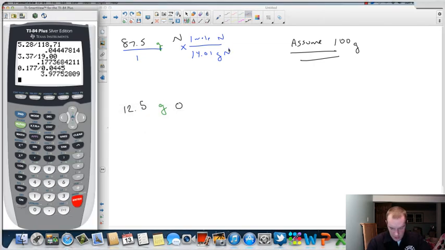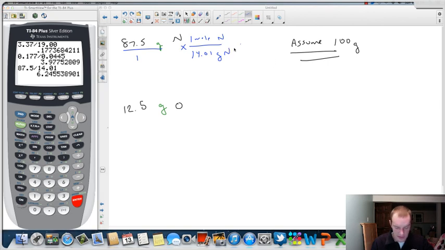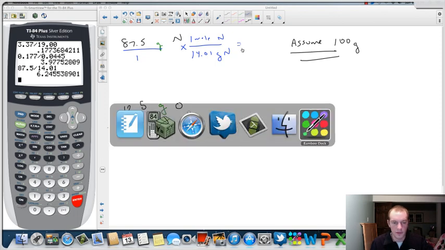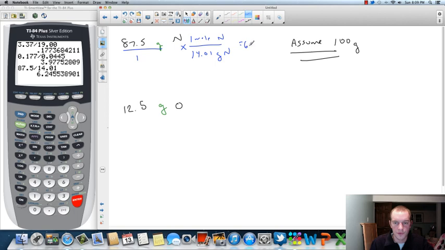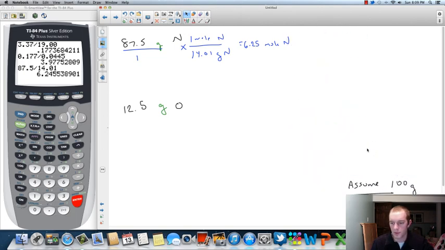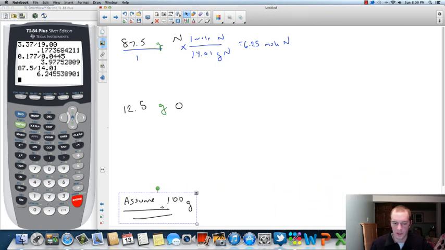Go ahead and perform that calculation. 87.5 divided by 14.01, and we can see that it's equal to, keeping 3 significant figures, 6.25 moles of nitrogen. Okay, and I'm going to go ahead and grab the whole assumption here and move it down here so we remember. Okay, so we've got 6.25 moles of nitrogen.